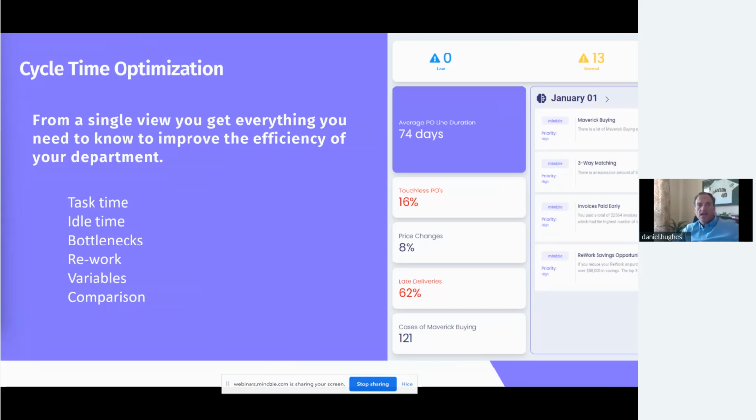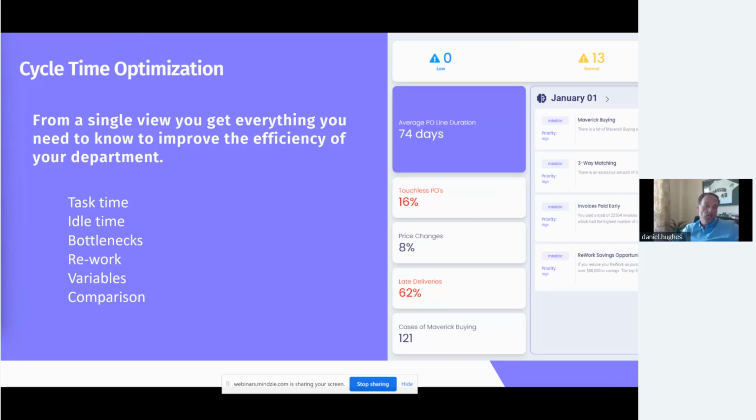Second is cycle time optimization, right? From a single view, you can get everything that you need to know about the cycle time of your process to help improve the way that's executed. Everything from the time that every single task in your process takes on average, as a mean, total over the last year. You can look at every different timing or cycle time for a specific step.